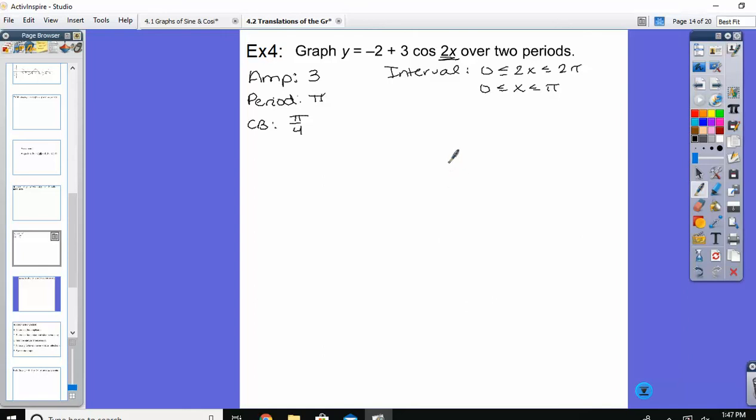We have one more piece to this. What would that -2 do to my graph? Shift it down. Okay, let's draw this. I've asked for 2 periods. We're starting at 0, so I don't have to extend in the negative direction.